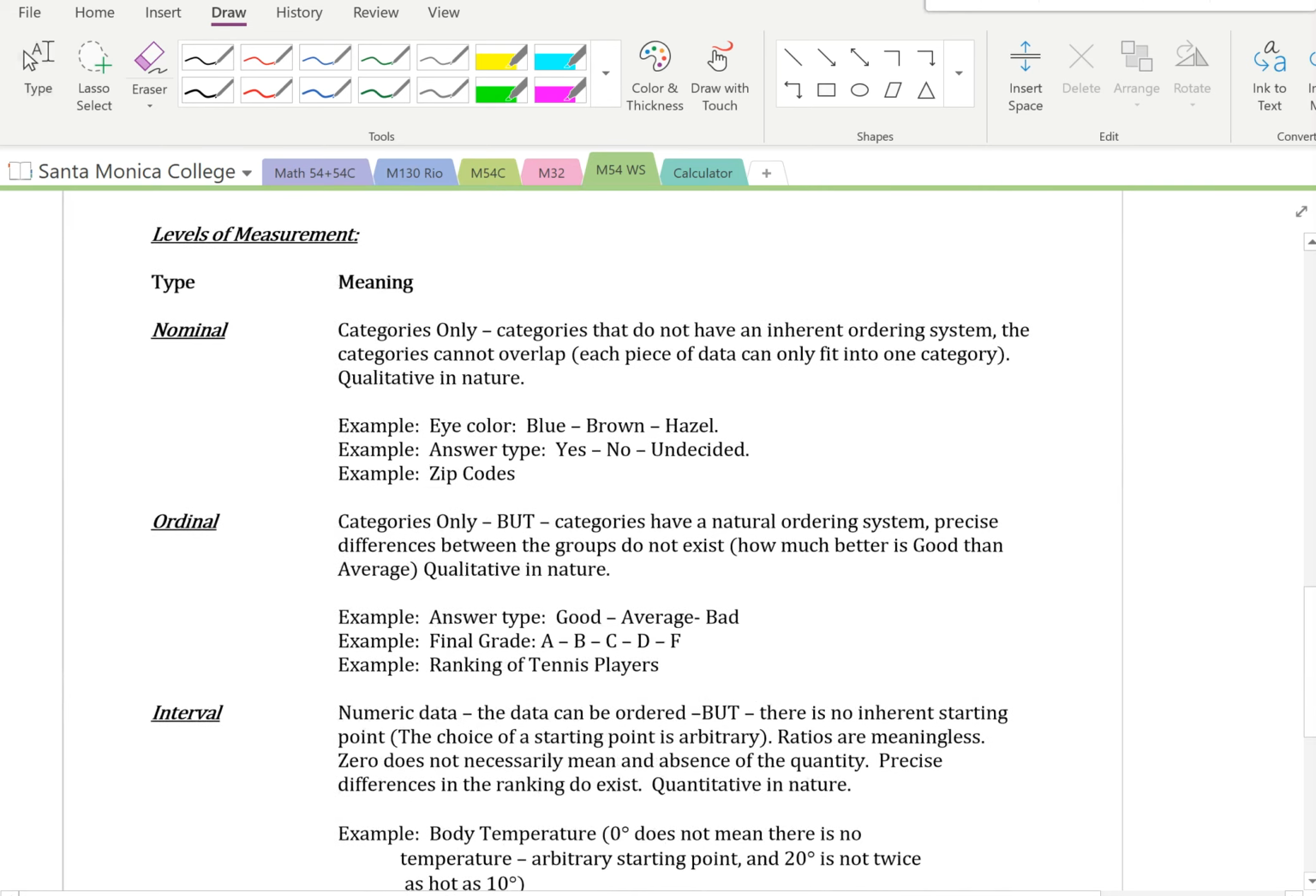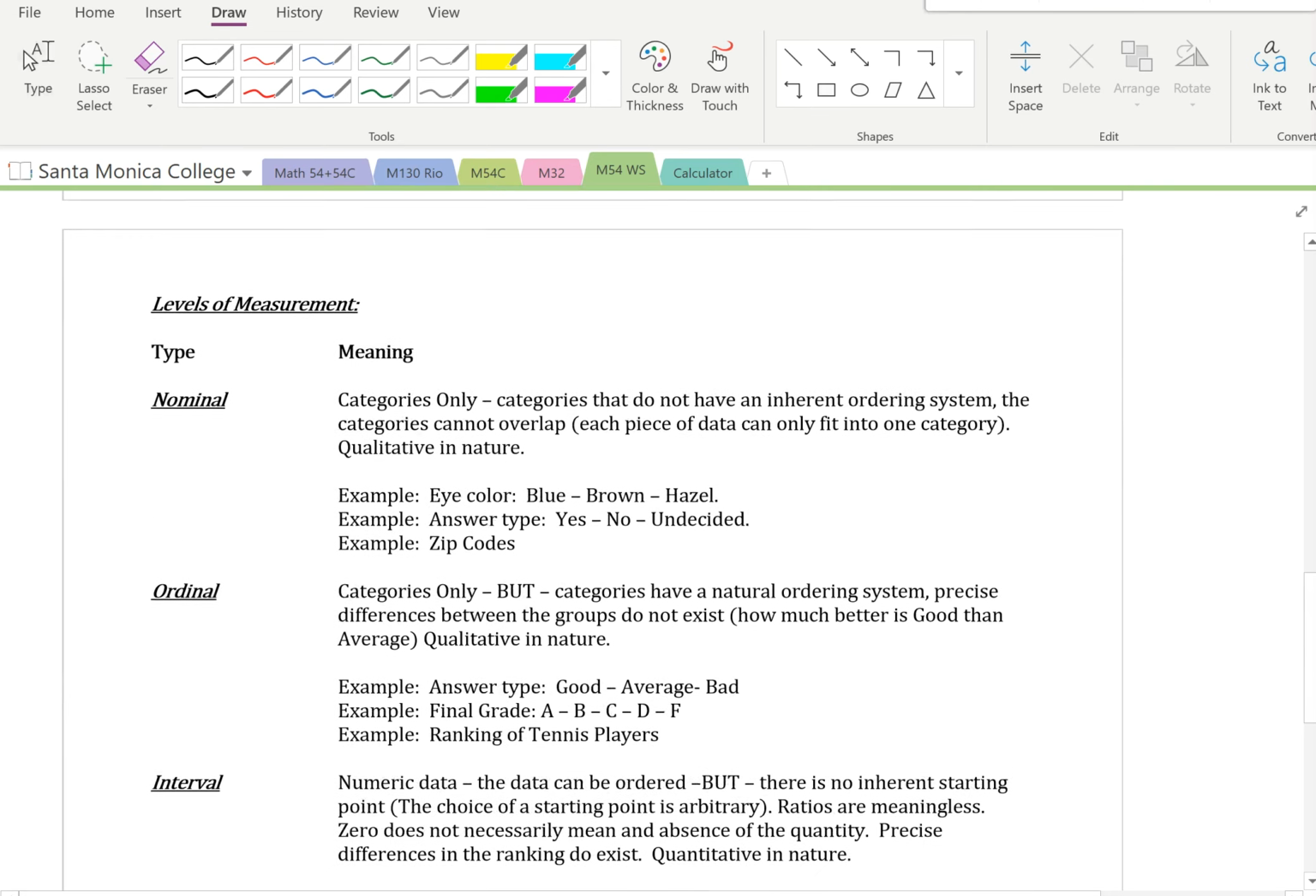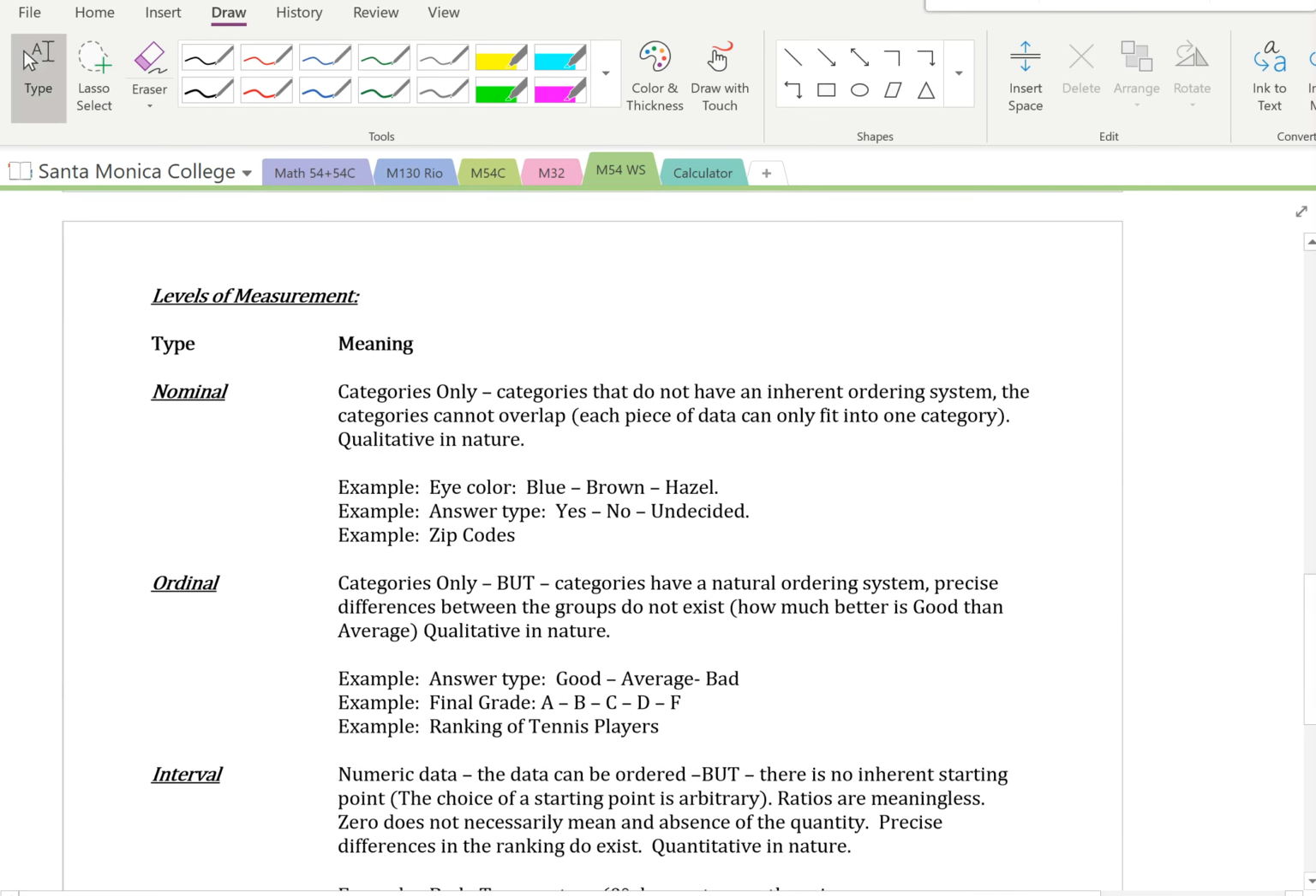All right, next group, let's review levels of measurement. There are two big groups here. The first group is levels of measurement for categorical or qualitative data. This is either nominal or ordinal. Now, for nominal, the categories do not have an inherent ordering system. The categories cannot overlap. Each piece of data can only fit into one category. So examples are eye color, like blue, brown, hazel. Another example, answer type: yes, no, undecided, and zip code.